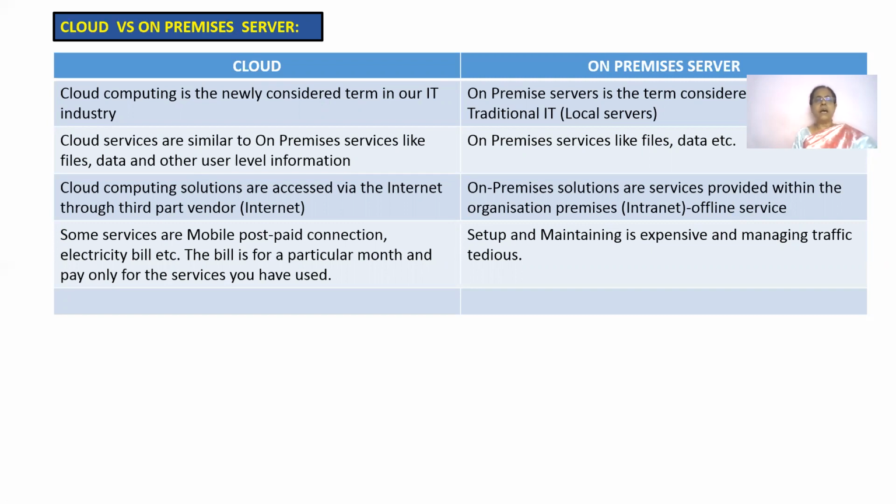Some services that are provided by cloud, which you can see right now, are your mobile postpaid connections and your electricity bills. The bill is for a particular month, and you're paying only for the services that you have used. Whereas in the on-premises setup, managing is very expensive, and managing the traffic is tedious because you have to pay all the money right at the beginning.